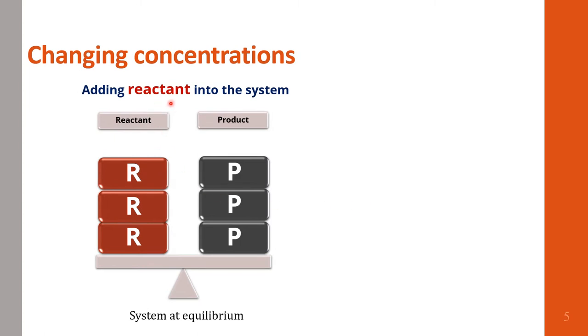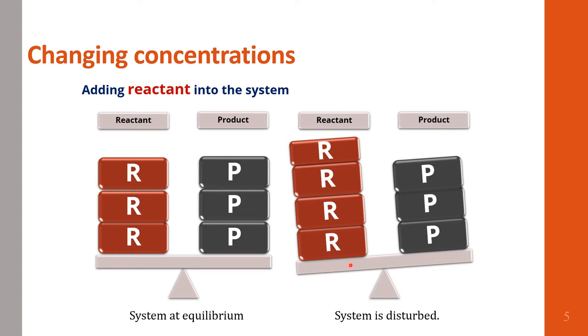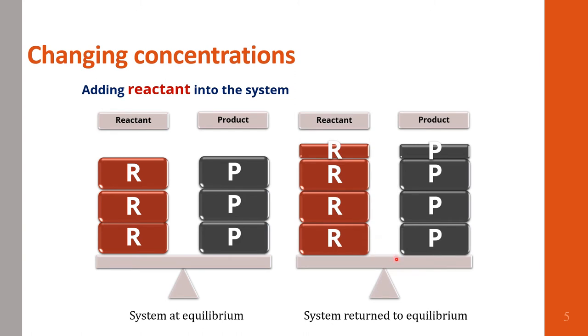If we try to add reactant into the system, if we add R on this side, what's happening is the balance will be heavier on the reactant side. This means the system is disturbed. So to make the system balance again, the reaction would have to produce some more product, which means reactants must be used to make more product. Once that happened, our system will be back in balance again. This means the system returns to equilibrium.